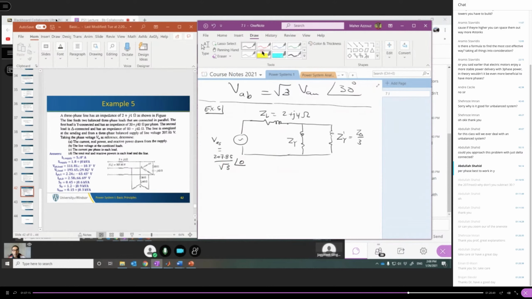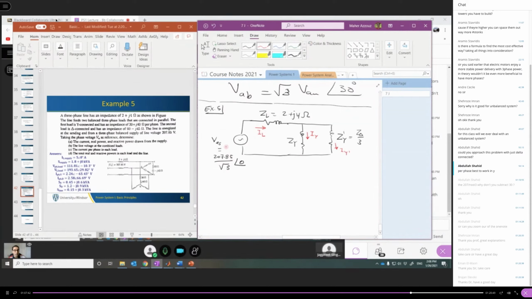We need to calculate the line current. So we have the line current, IA, or our I line, and we have the phase current. Let's call it I phase, I star phase, and I star dash.